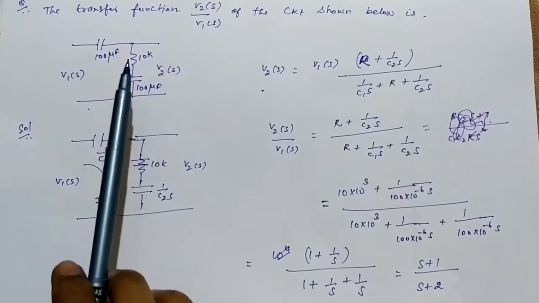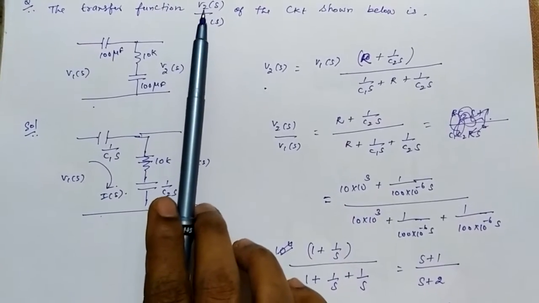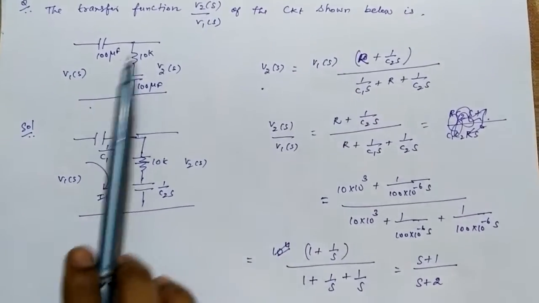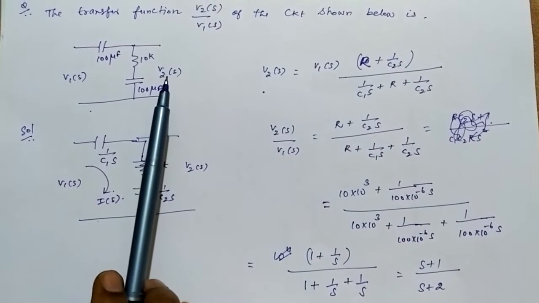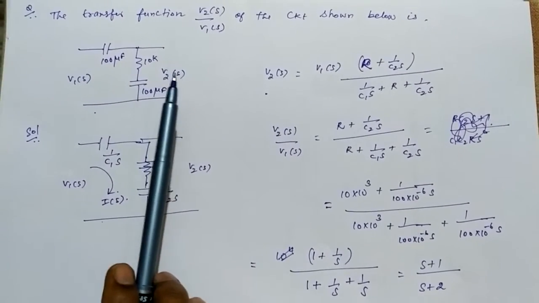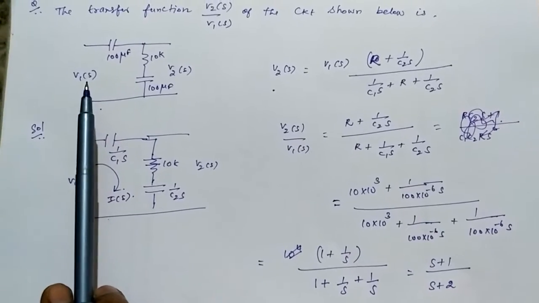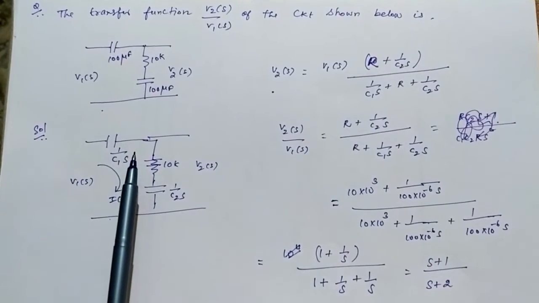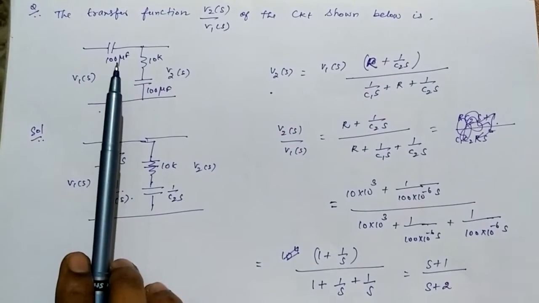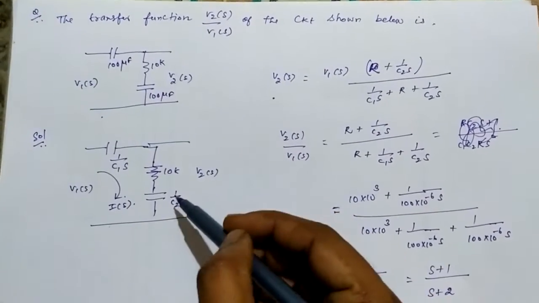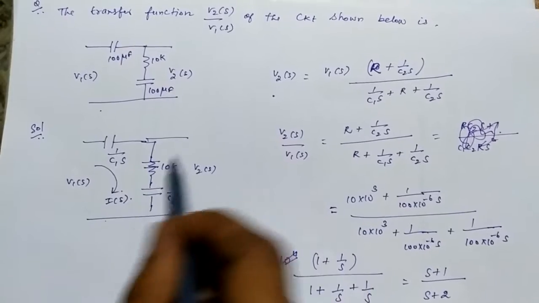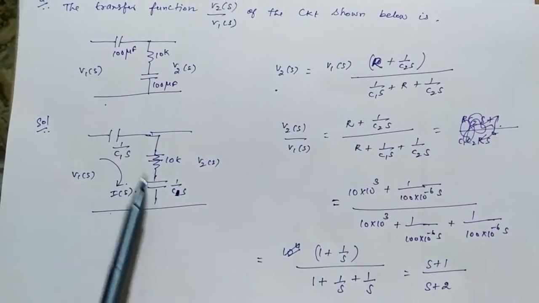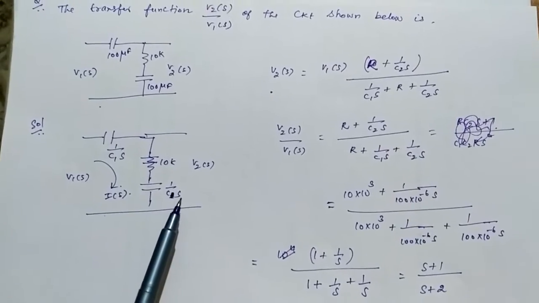So next problem. The transfer function V2 of S over V1 of S of the circuit is shown below. For this circuit, we need to find the transfer function, output V2 of S divided by input V1 of S. So this circuit is converted into a Laplace domain circuit. Let us take this as C1 and this is also C1. Since both the values are the same, C1S, here also C1S.